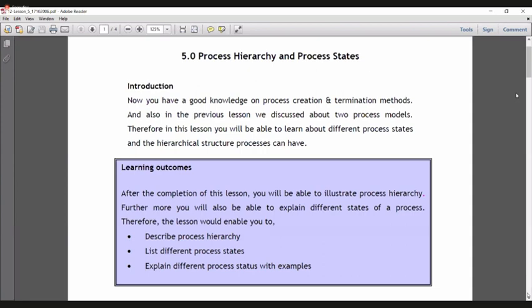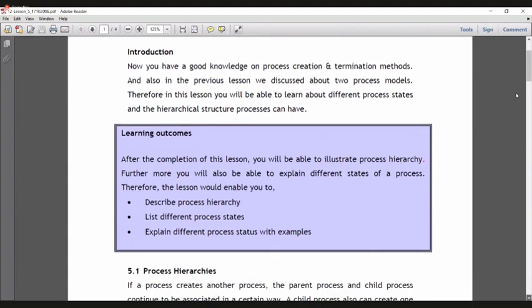Last time we also talked about different states: running state, blocked state, and so on, entering, exit, right? So when we talk about them again, you will understand. Here we are talking about process hierarchy. We should be able to describe it, then list different process states, and also explain different process states with some examples. Okay, so let's go on.